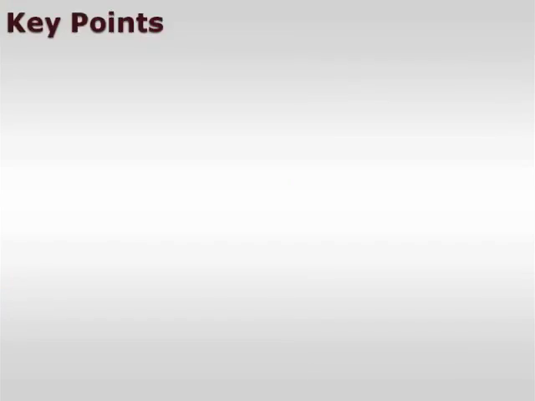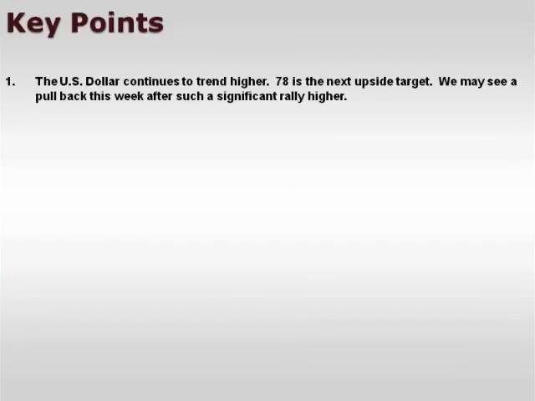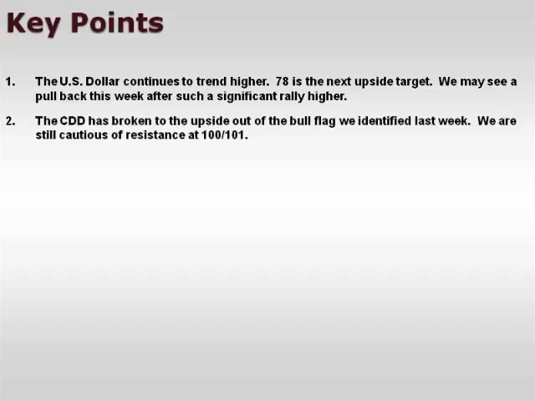Let's take a look at a few of our key points. First of all, the US dollar continues to trend higher. 78 is the next upside target for the index. We may see a pullback this week after such a significant rally higher. The CDD is broken to the upside out of the bull flag we identified last week. We are still cautious of resistance at 100-101.